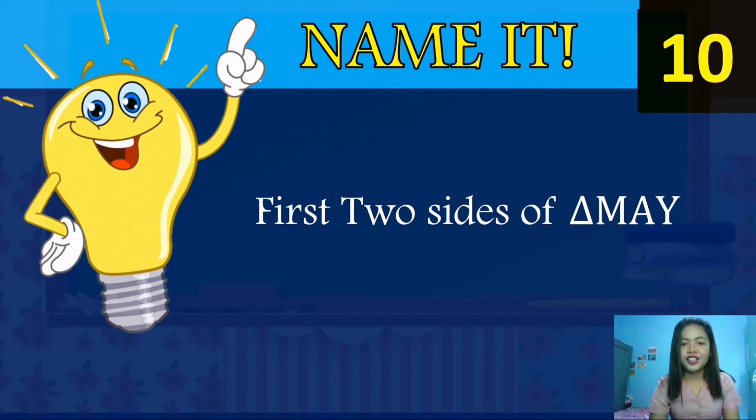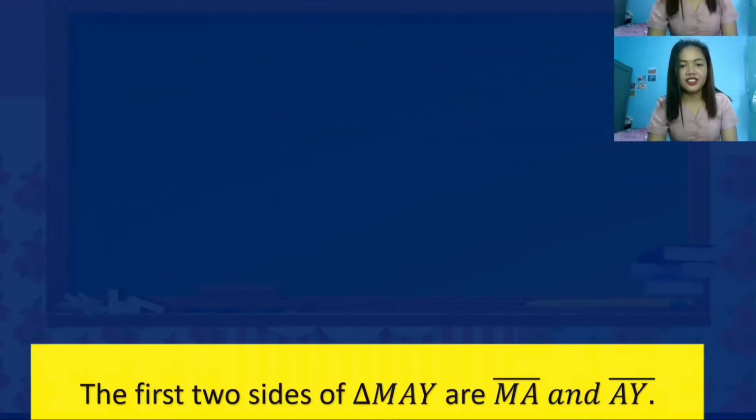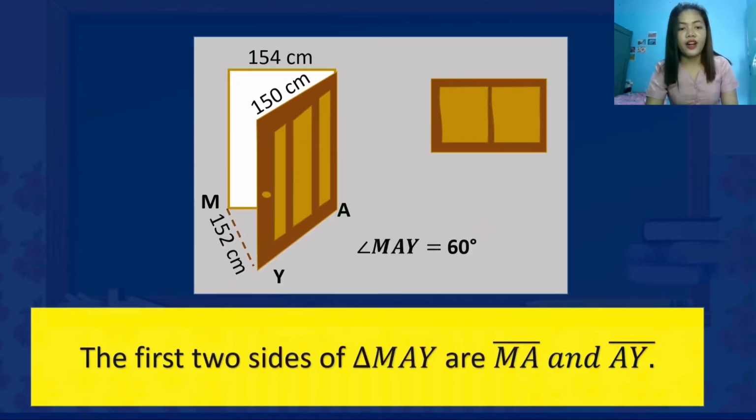Name the first two sides of triangle May. Time's up. Let's see if you get the correct answer. So the first two sides of triangle May are side MA and side AY. Wow! Amazing. You got it all correctly. So we have it here. We have side MA and side AY.